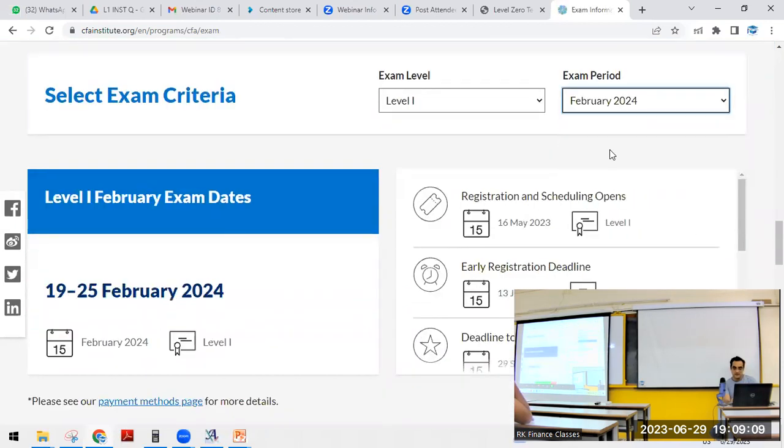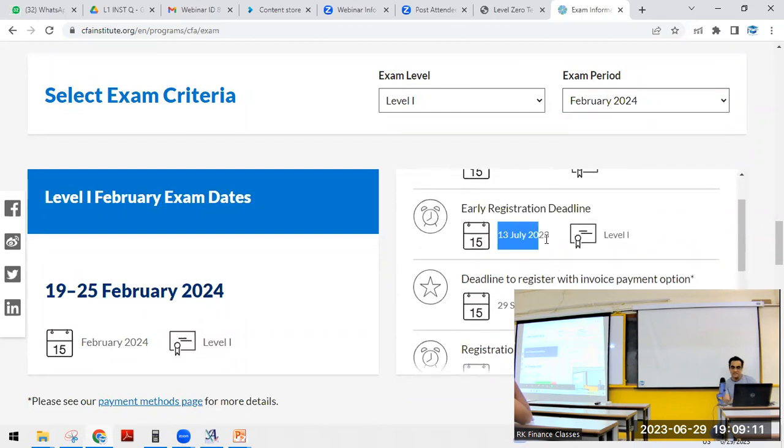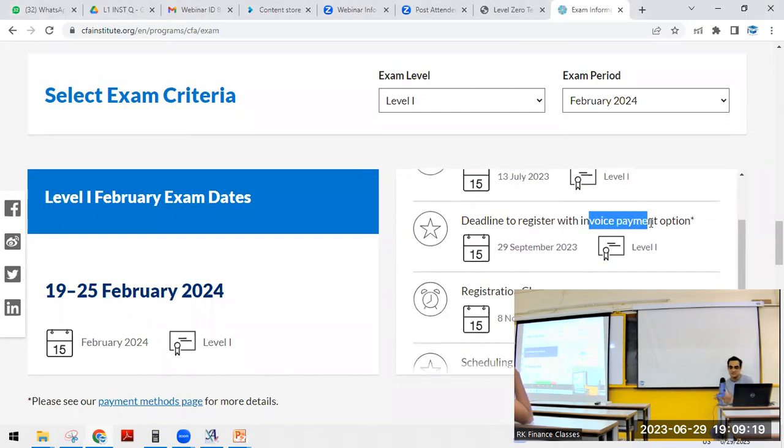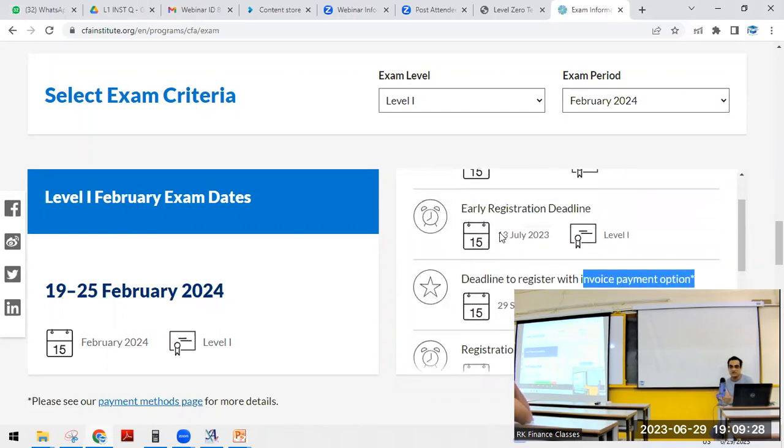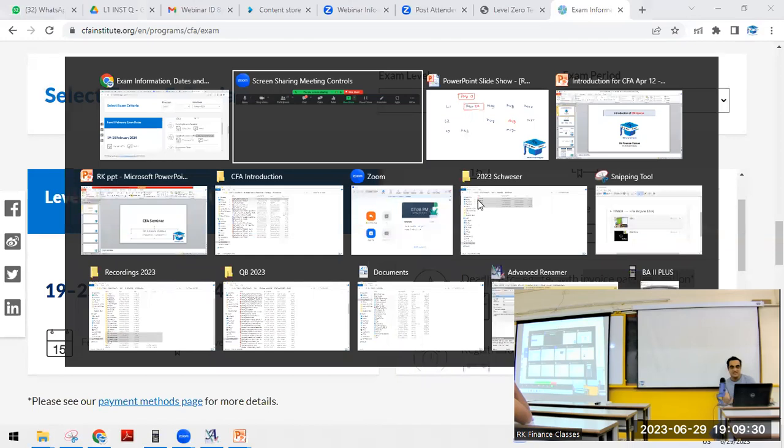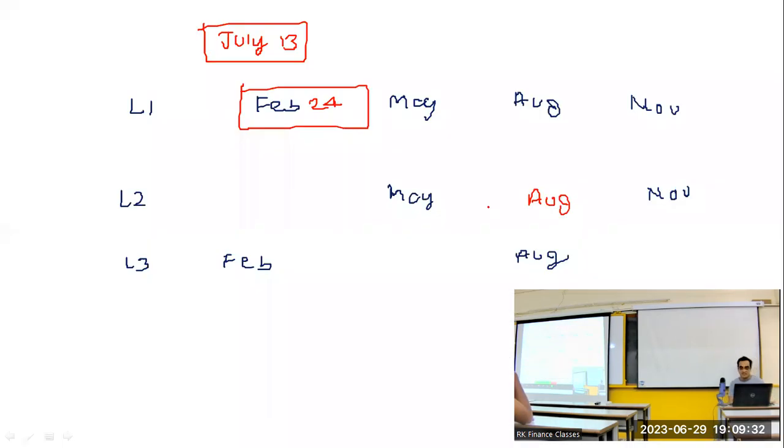So level 1, Feb 24. You'll find over here 13 July. The exam registration deadline is 13 July. But technically, this deadline of 13 July can be extended to 13th of August by something called the invoice payment option. It's not 29 September, that's wrong. It's actually 13th of August. So I'll show you separately how this deadline can be extended to 13th of August. So although it's 13th of July, it can be taken to August 13th.